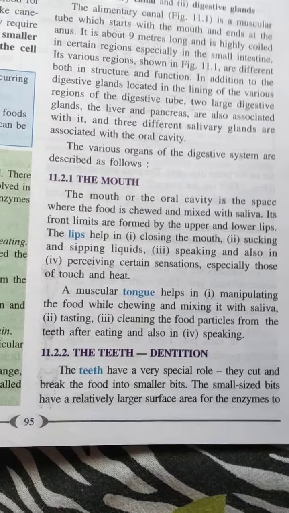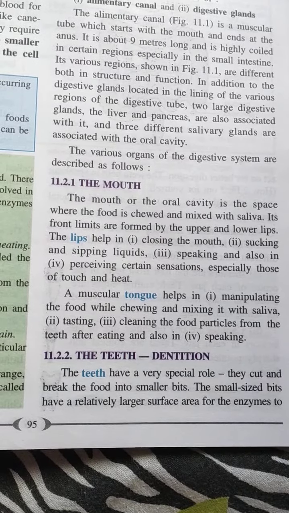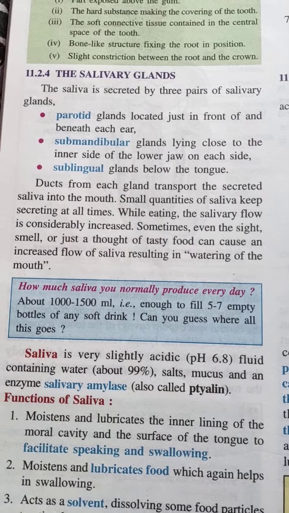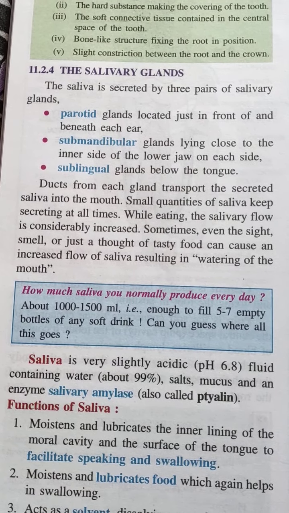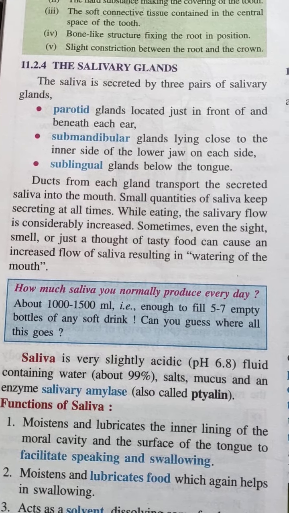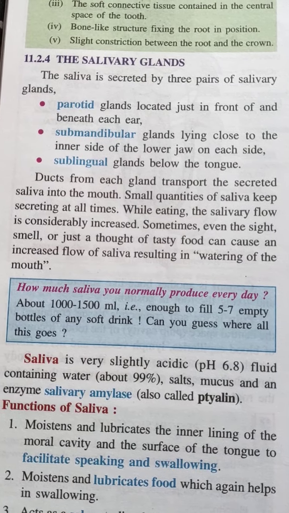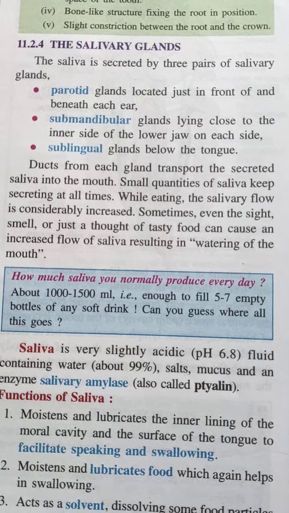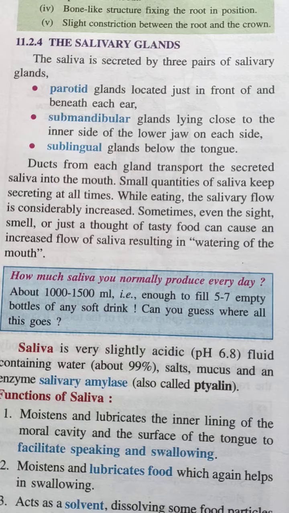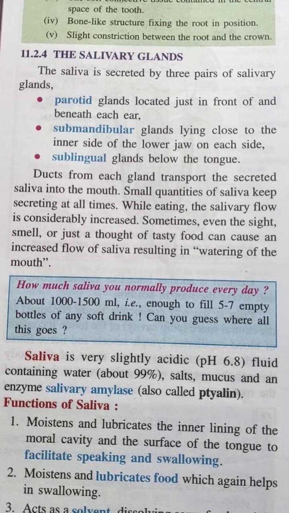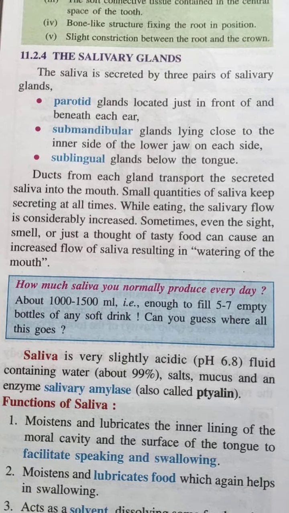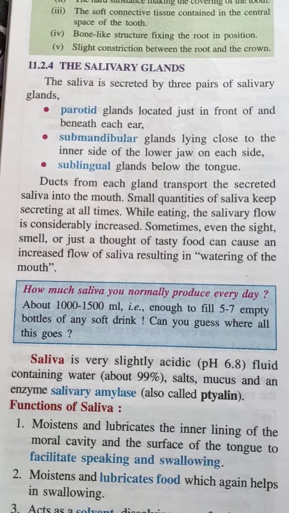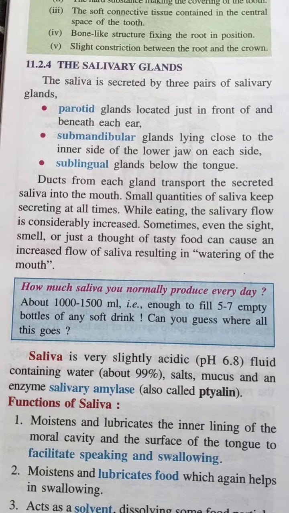Now, dentition we have already done. So again, I'll shift to the next part of the chapter. The first gland is the salivary gland. Salivary gland consists of 3 pairs. One is parotid glands, another is submandibular, another is sublingual. Now, students, you must know their proper location. Parotid glands are located just in front of and beneath each ear. Submandibular lie close to the inner side of the lower jaw on each side. Sublingual are below the tongue. So, their locations are very, very important.